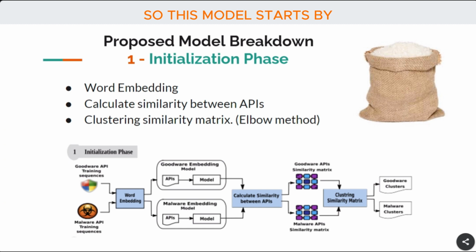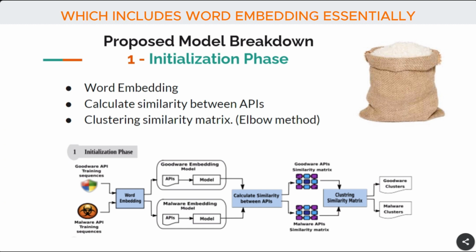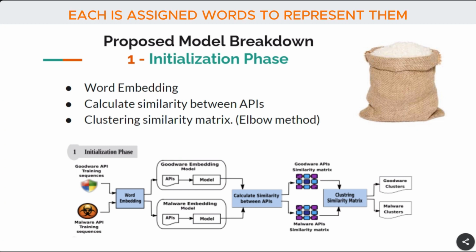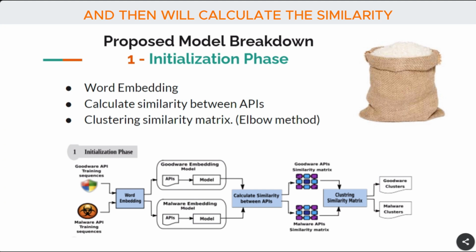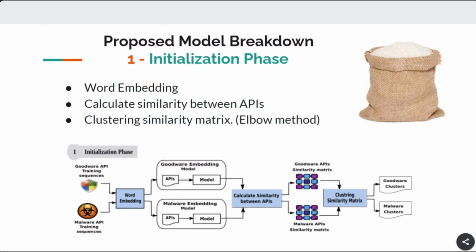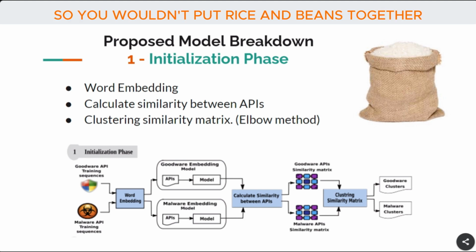So this model starts with the initialization phase, which includes word embedding. Essentially, this bunch of numbers we're talking about, each is assigned words to represent them, and the model will calculate the similarity between those words and cluster them together based on those similarities. So steps that seem similar to each other, we group together, and the ones that seem out of line, we group separately. So you wouldn't put rice and beans together.